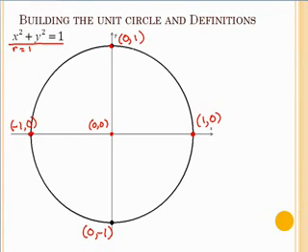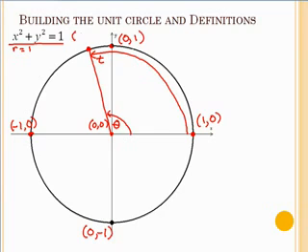Now remember, we can think about wrapping a number line around our circle, and anytime we create an angle with a measure of theta radians, that means we've traveled a distance along our unit circle of t. And for every single t, we have a point on the circle, x, y.